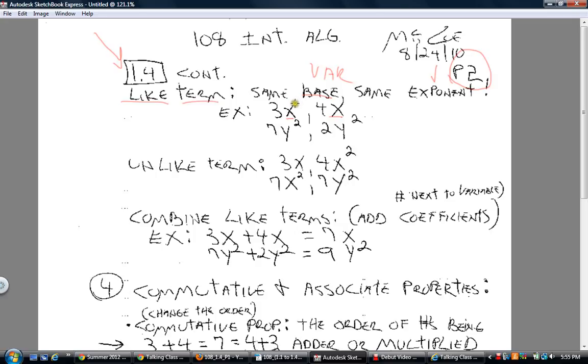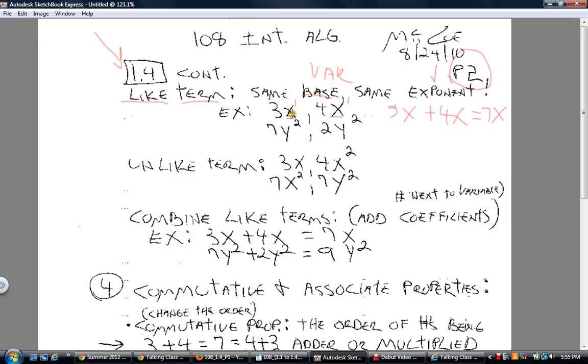You can say, hey, wait a second, I don't see any exponent. You have to always remember, if you do not see an exponent, you can assume it to be equal to what? 1. There you go. So now you've satisfied the two requirements. Can you take 3x and add 4x? Of course the answer is yes, because you have the same base, same exponent, and you would combine like terms and write 7x.